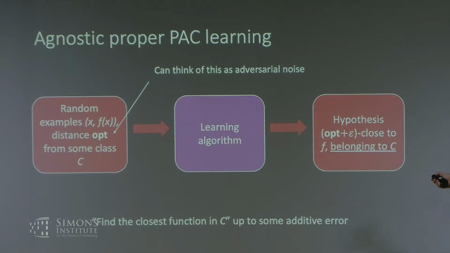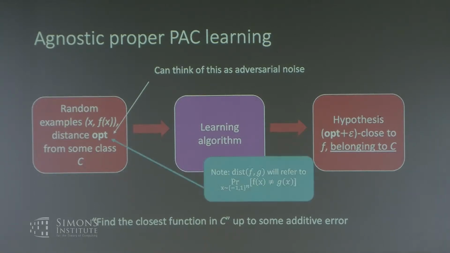And we want the error of our hypothesis with respect to f to be opt plus epsilon. So we can think of this as the task of finding the closest function in the concept class C up to the additive error parameter epsilon. And just as a note, for this talk, we're always going to be using the uniform distribution over the Boolean cube. So it's the probability over uniformly random x that f of x disagrees with g of x.